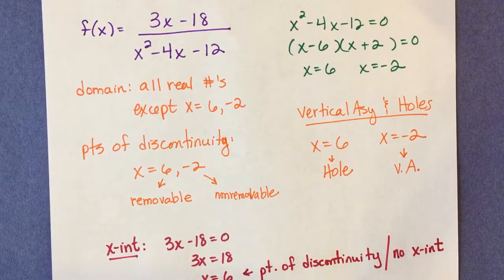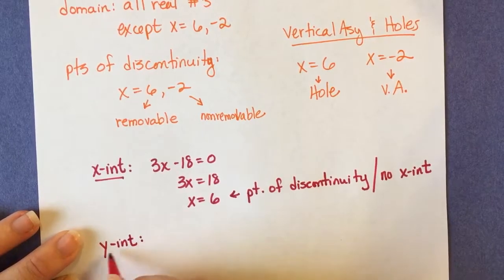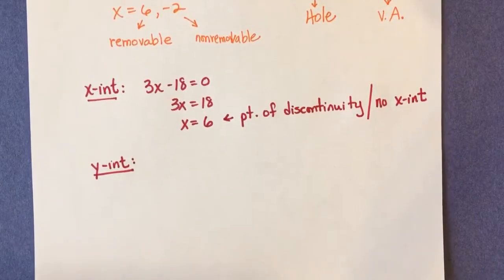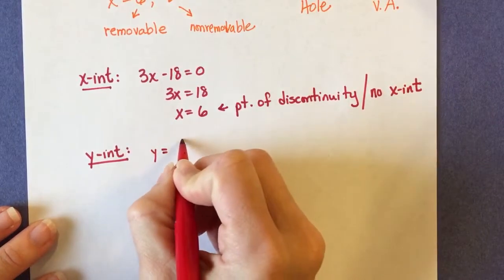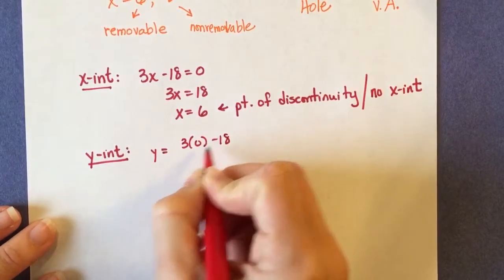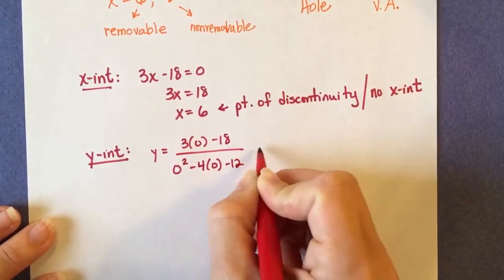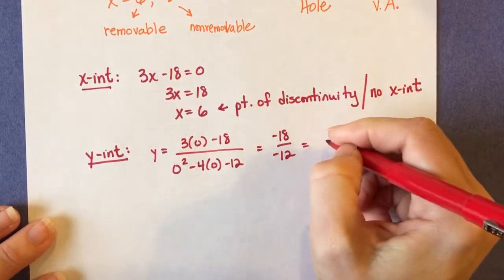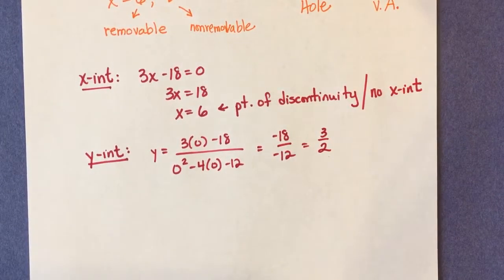Okay, now let's talk about a y-intercept. Now you find a y-intercept by letting x equal 0. So actually in your function, you're just going to substitute 0 into the problem. So you'd have 3 times 0 minus 18, and then 0 squared minus 4 times 0 minus 12. So I end up with negative 18 on the top, negative 12 on the bottom, and that's going to reduce to be a positive 3/2. So positive 3/2 would be considered your y-intercept.